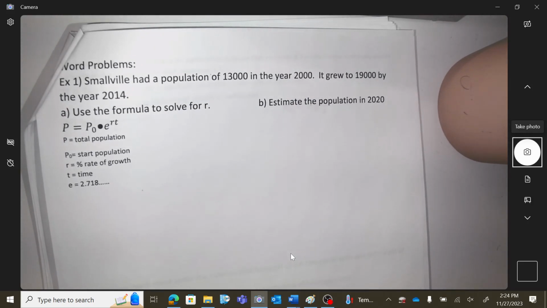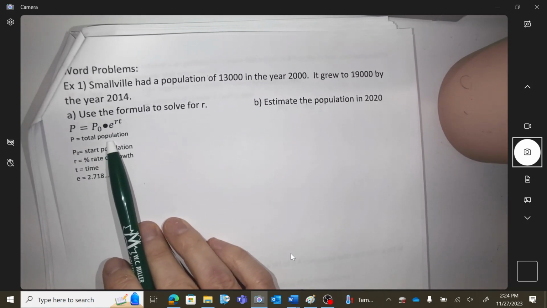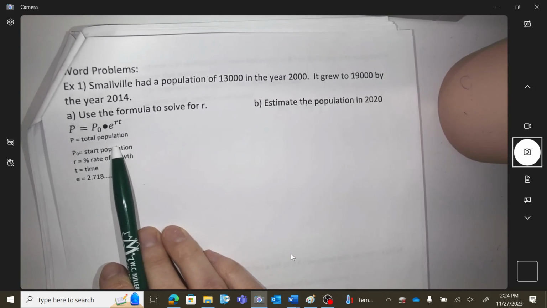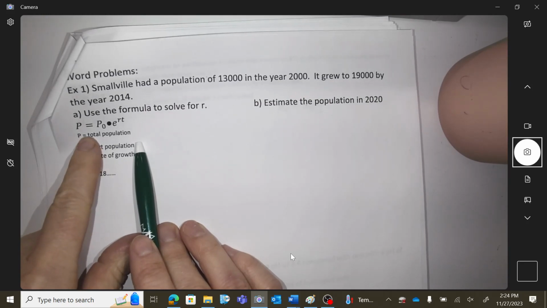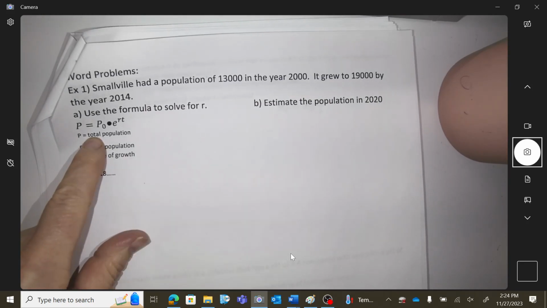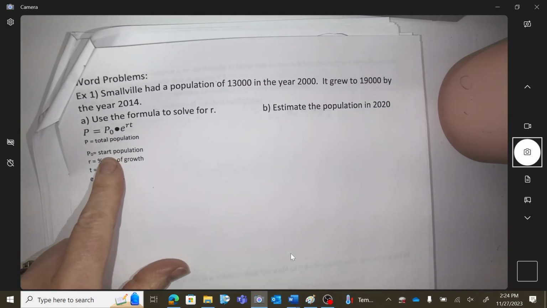Okay, so on this word problem, we're talking about a population changing. So there's a formula that would be given with the question. So it's nothing you should memorize. It's not on a formula sheet. It would just be given with a question. Okay, so P is the total population or ending population, and P0 is the starting population.